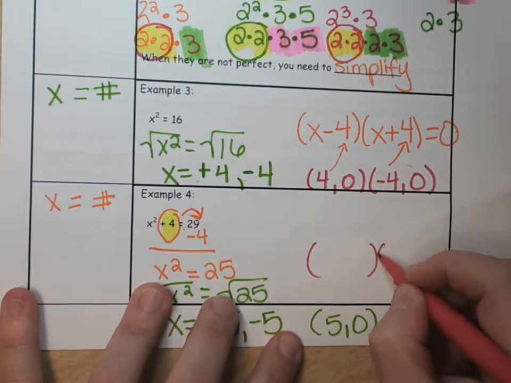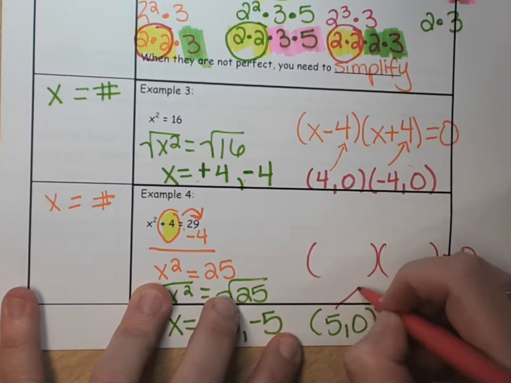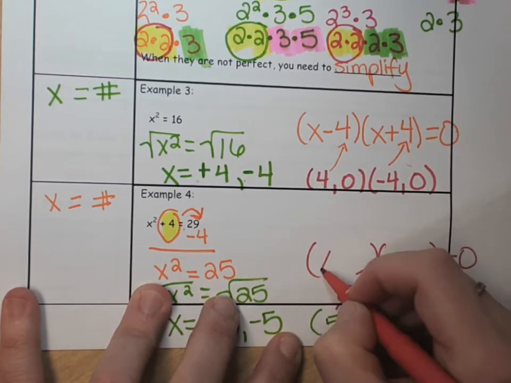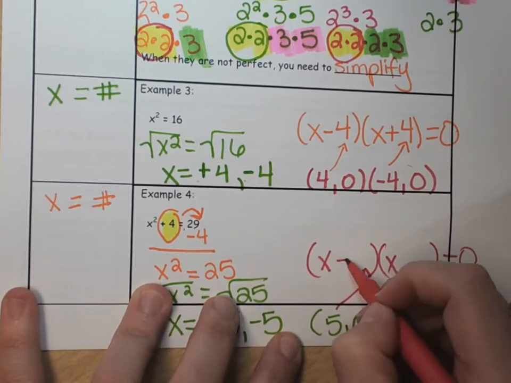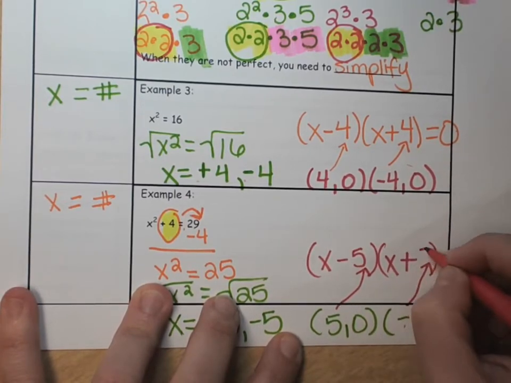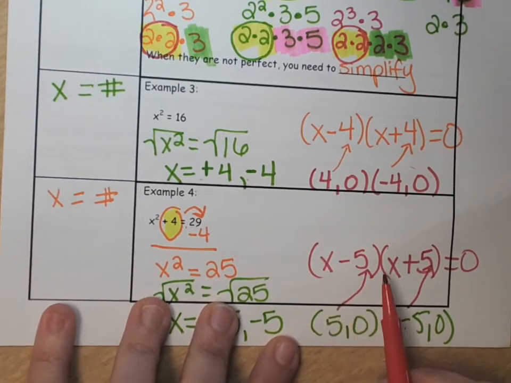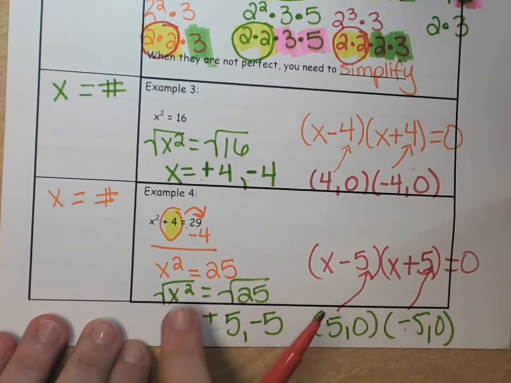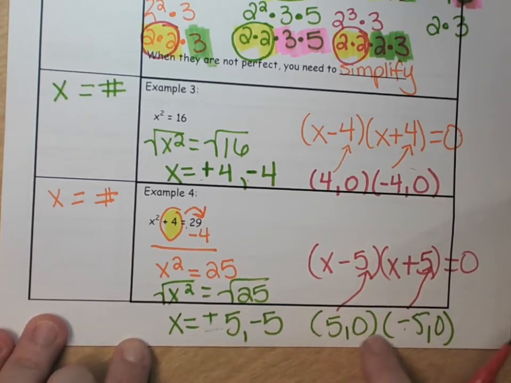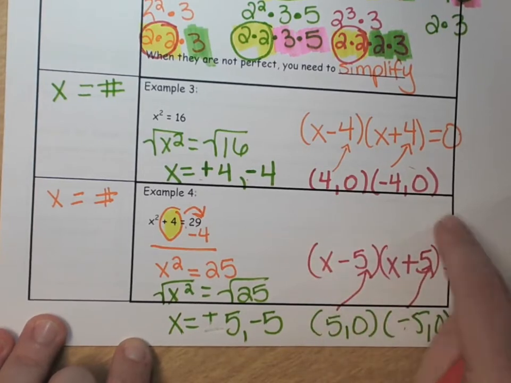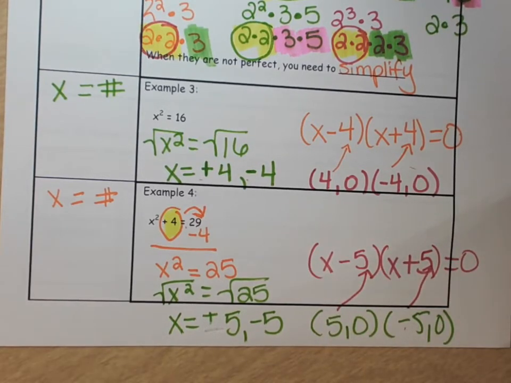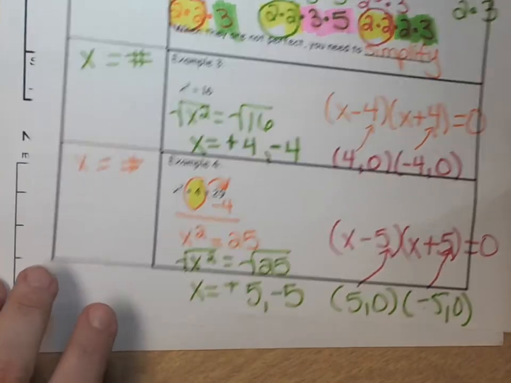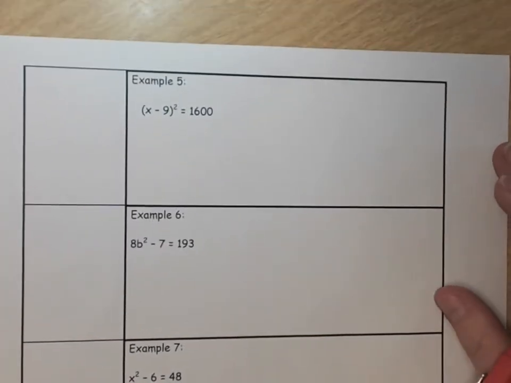Last thing is my factors. Remember, when I put my factors in, when they pop in, they change. So this 5 becomes a negative. This 5 becomes a positive. So you have x minus 5 as your first parenthesis. X plus 5 is your second. Again, my x value, my ordered pair, my factors. Let me give you a minute to write that down. Okay, let's go on to example 5.